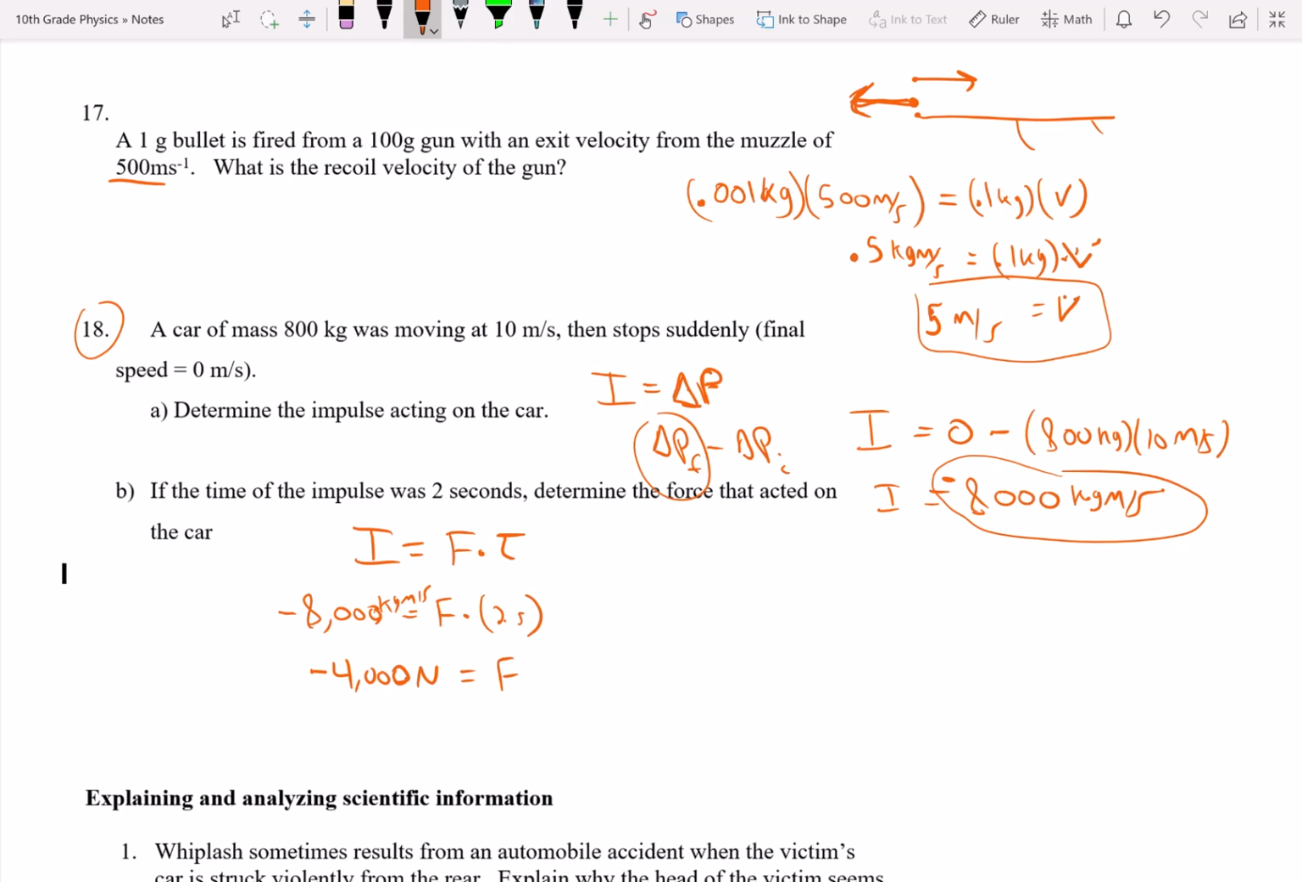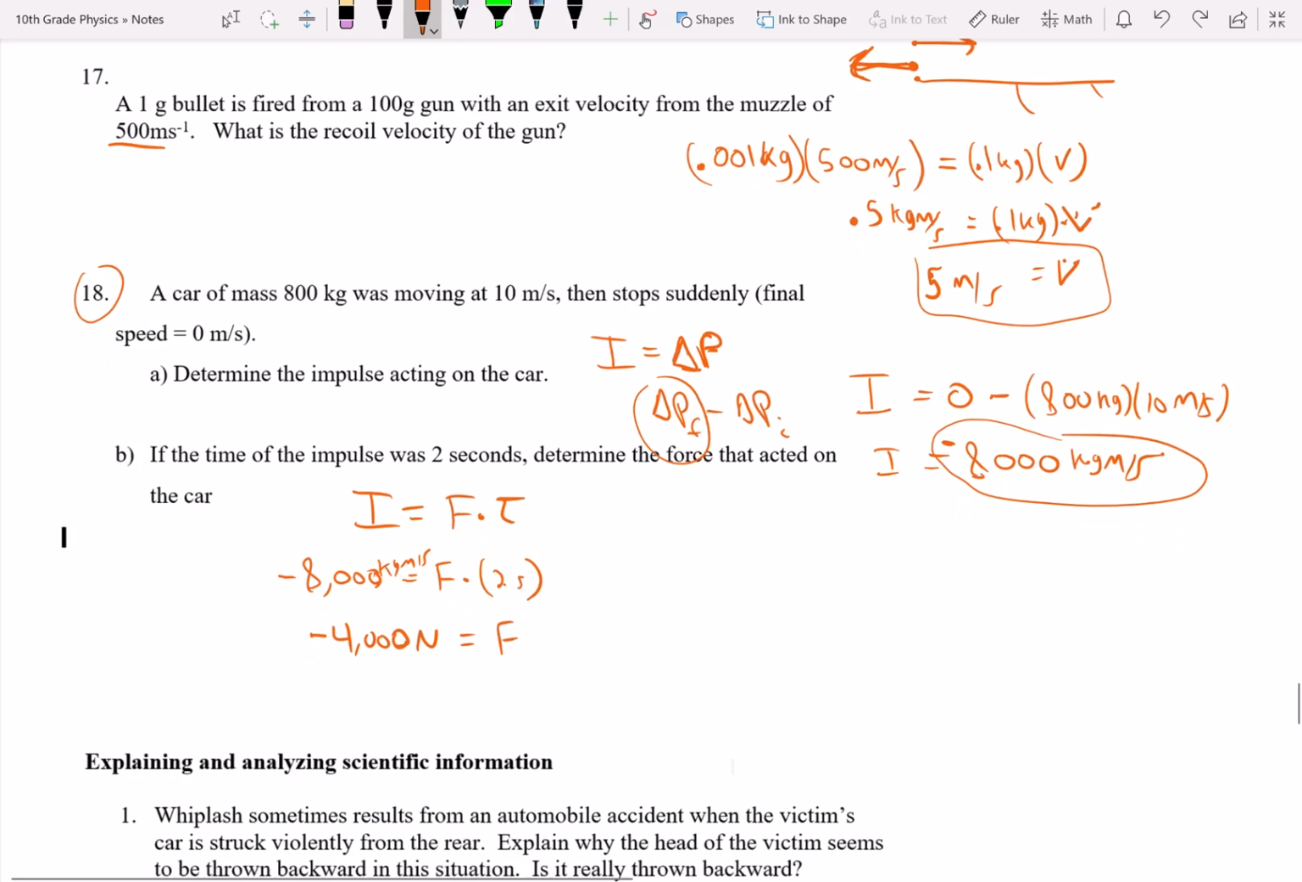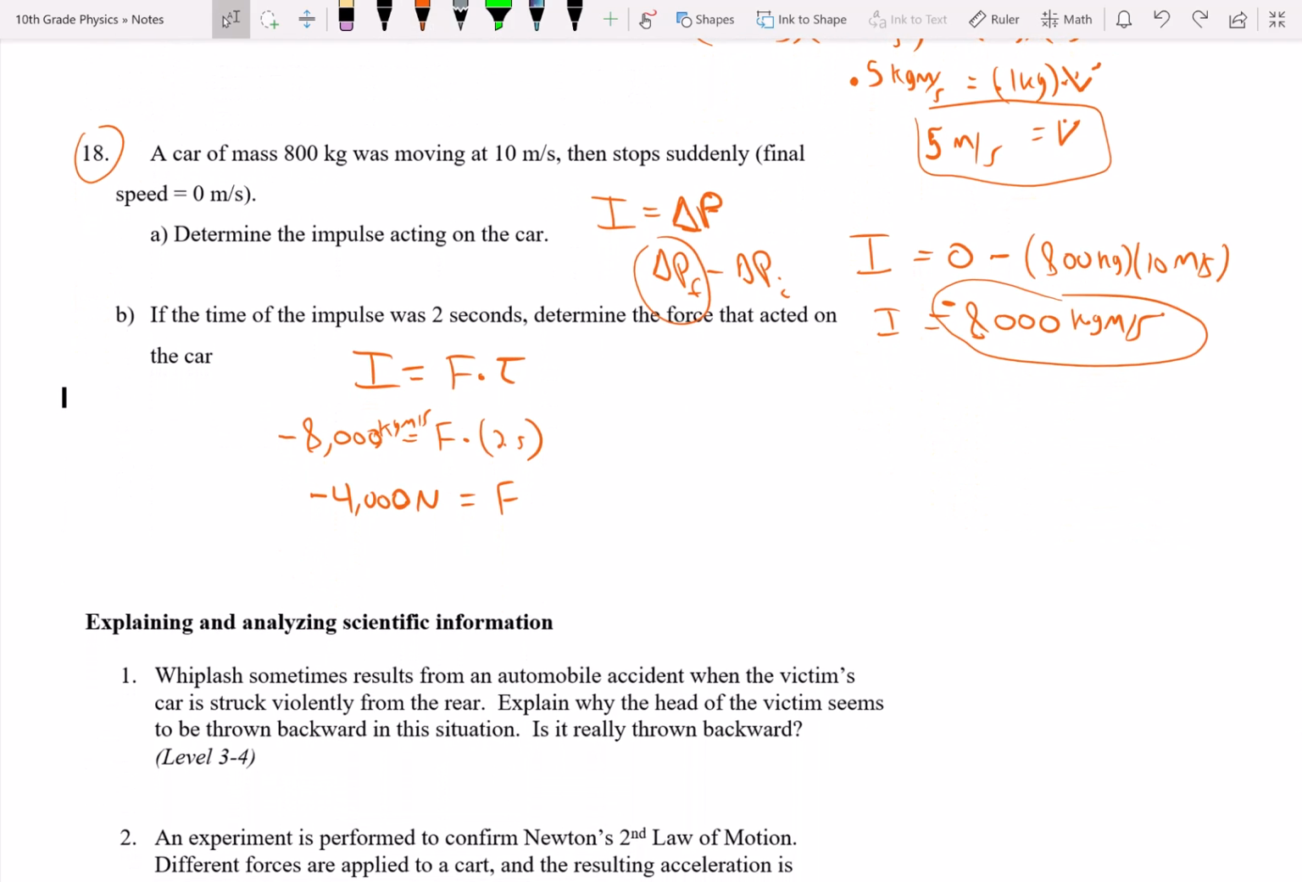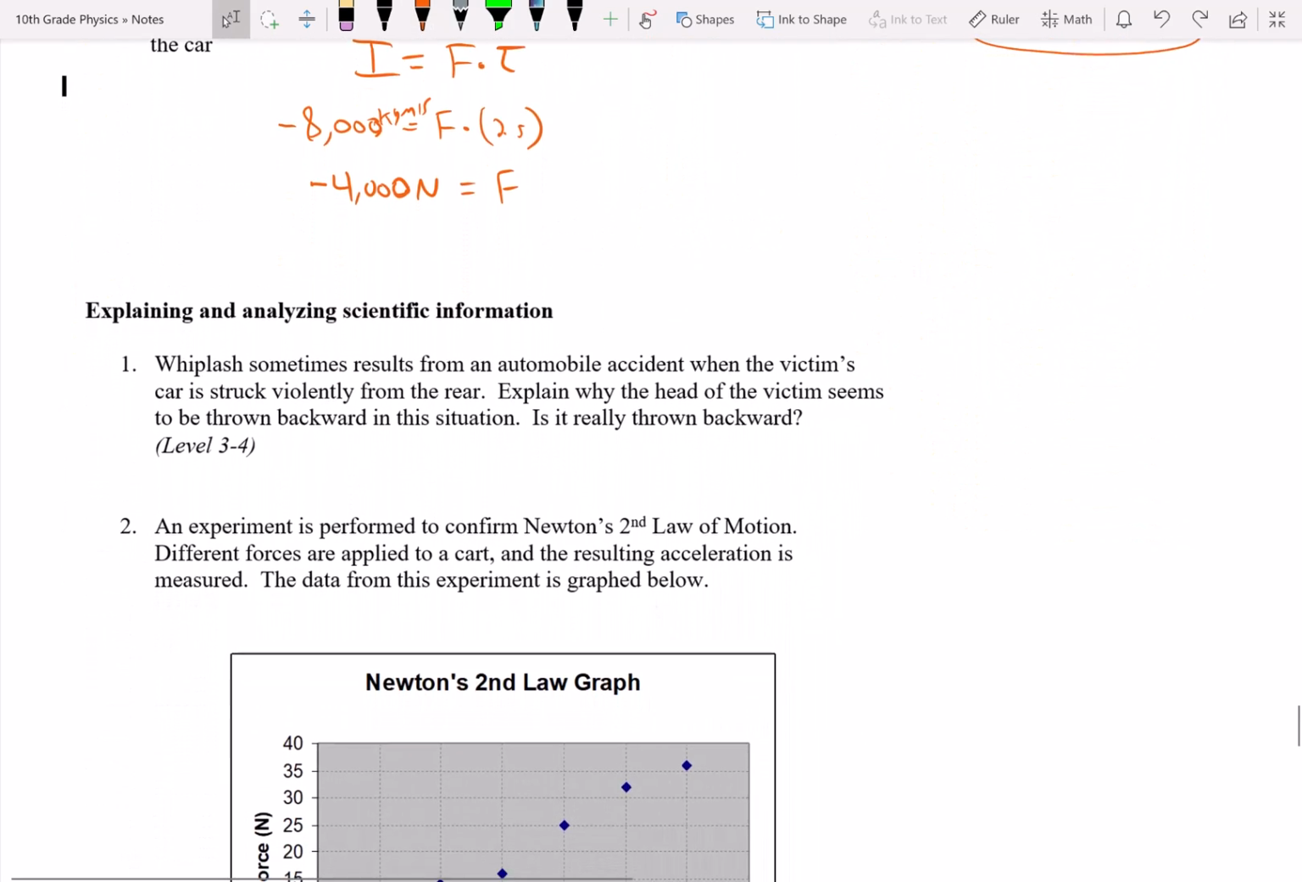So negative 4,000 newtons, meaning the negative here is just signifying the direction, right? So really, if you just wanted how much force, it'd be 4,000 newtons. But if you want to know what direction that force was applied, you can say the negative, which usually means left or down. Again, you wouldn't get marked off for not having the negative, or for having it.